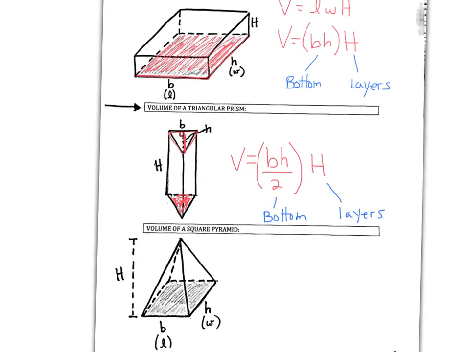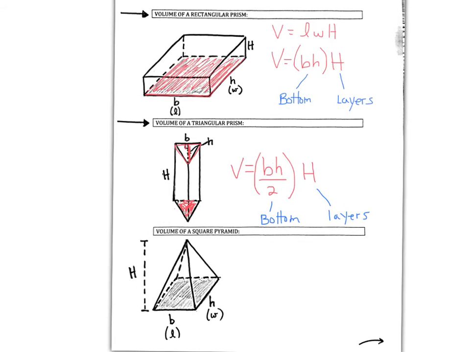Alright, last one. The square pyramid. Same idea. Volume equals, fill up that bottom layer. The bottom layer in this case is a square. So you're going to go base times height. You could also think of it as length times width.